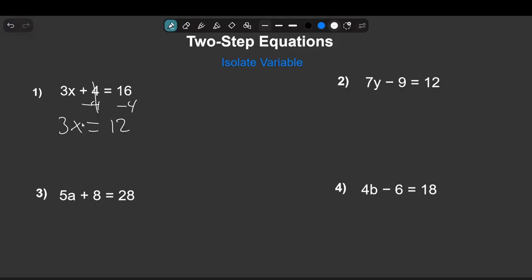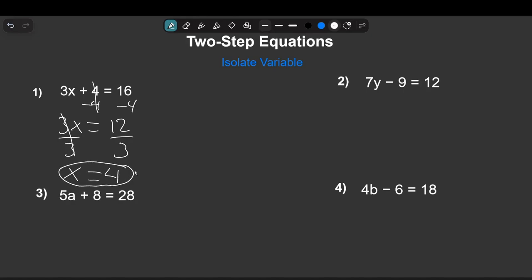Now we're just going to do the inverse of our multiplication. So we're going to use division. So 3 divided by 3, like this. 3 divided by 3 and 12 divided by 3. We always have to do it on both sides. So these two again cancel each other out. So we are just left with our variable, and our variable equals 12 divided by 3. So it equals 4, like this. So this will be our answer.